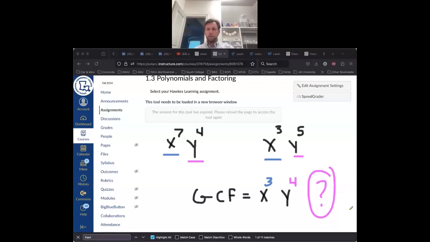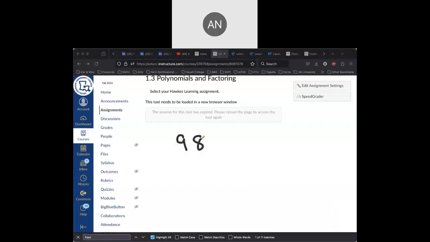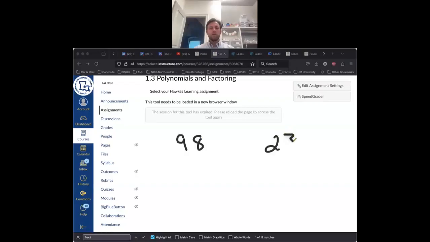Yeah, Adam, is that your hand raised? Yeah, just a quick question. If there's a gotcha question and the numbers are, I don't know, 98 and 23, is it no solution? If it gave you two numbers and you had to find the GCF, one of them's prime, you're saying plain, not in an exponent. Right, yeah, plain, sorry. So 98 and 23.